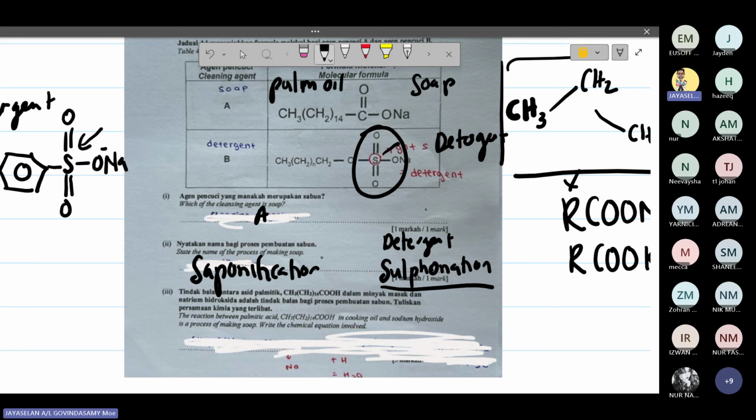Okay, any question? What often comes out? Saponification. Suppose this year they give this and ask what is the name of the process to make detergent, many students will be blur. It is in the book already, so read sulfonation. When you do this question, I want an A plus, not an A minus. So what I do is add notes. Any question?